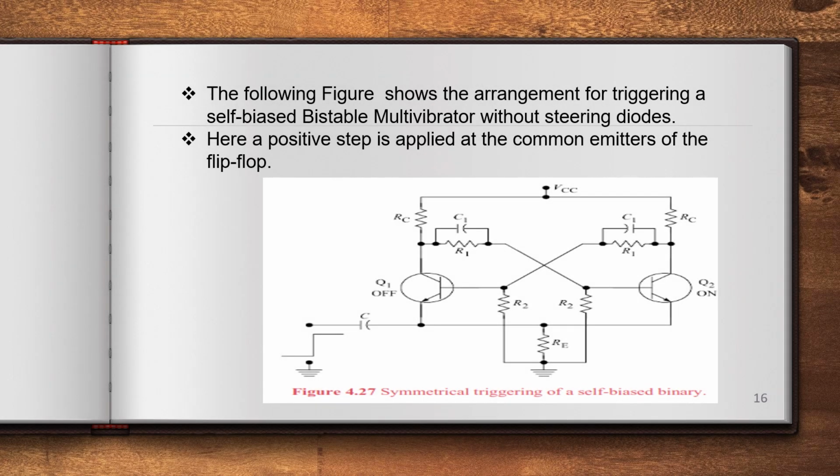This figure represents the arrangement of triggering a self-biased bistable multivibrator without steering diodes. Here you can see no diode is used. A positive step is applied at the common emitters of the flip-flop. Emitters are connected together and connected to ground through a common emitter resistance. This is symmetrical triggering of the self-biased bistable multivibrator. In this way, triggering is applied to both types of bistable multivibrators.